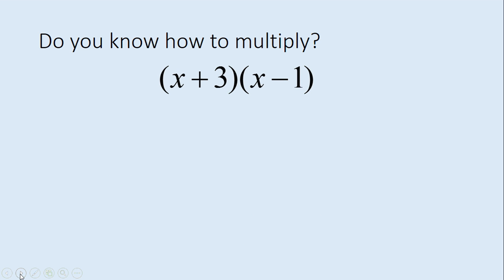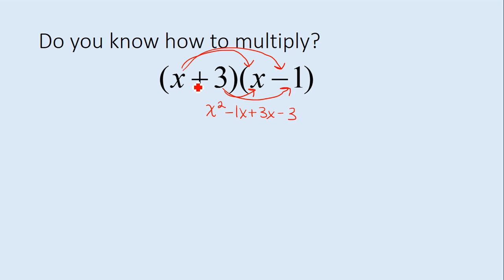So let's first take a look at what you remember about multiplying. Earlier this year we took things like x plus 3 times x minus 1. When we did that, we'd do a double distribute. That is, we'd take x times the x and create an x squared, x times negative 1, making negative 1x, 3 times x, giving me 3x, and 3 times negative 1, making negative 3.